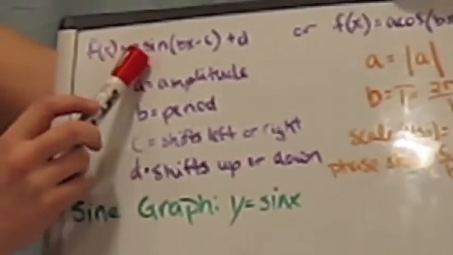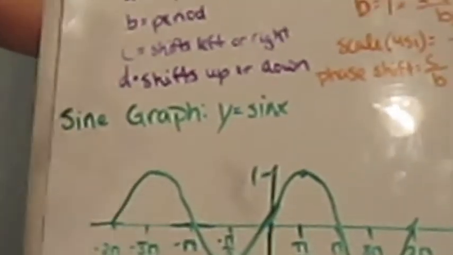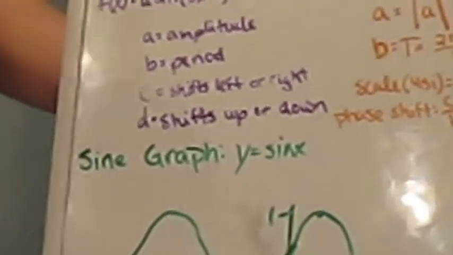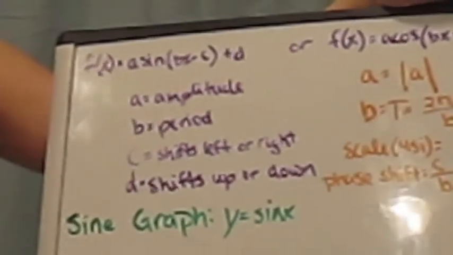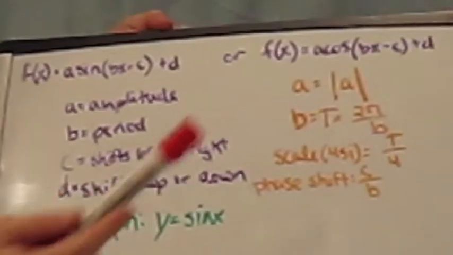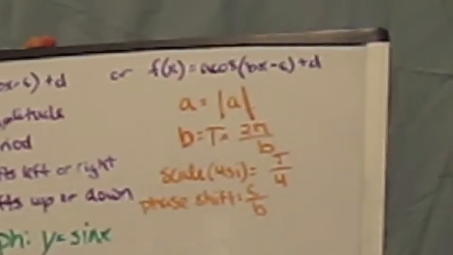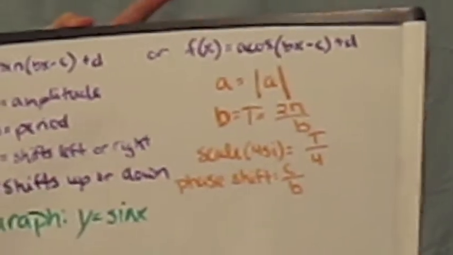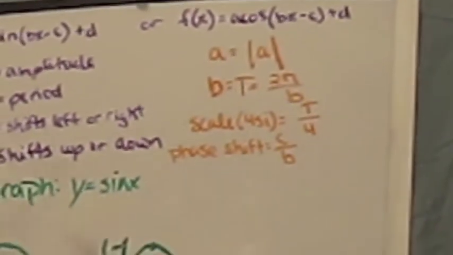So the a in this equation is the amplitude, which means, you know, the height, basically. B in this equation is the period. C is whether the equation is shifted left or right. And D is whether the equation is shifted up or down. You can also have this with cosine too. So to find the amplitude, it is just the absolute value of A.